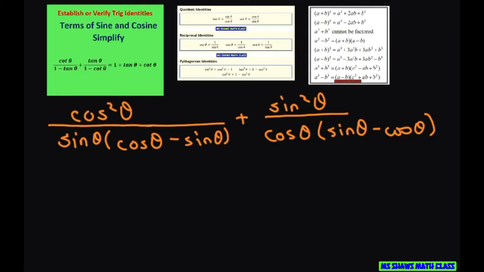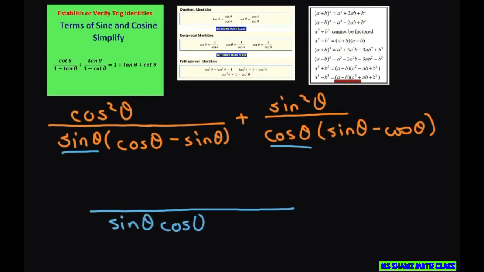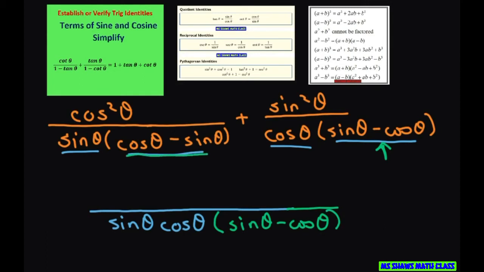So let's let our common denominator be, we need both of these, so we'll do sine theta cosine theta. Now these are different, and I want them to be the same. So if I want them to be the same, you can pick either one, but I'm going to pick this one. So I want that to be my denominator, part of my common denominator. Now to do that, I need to change this one.